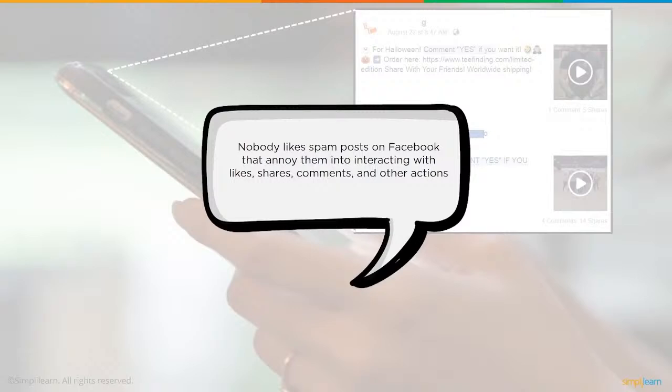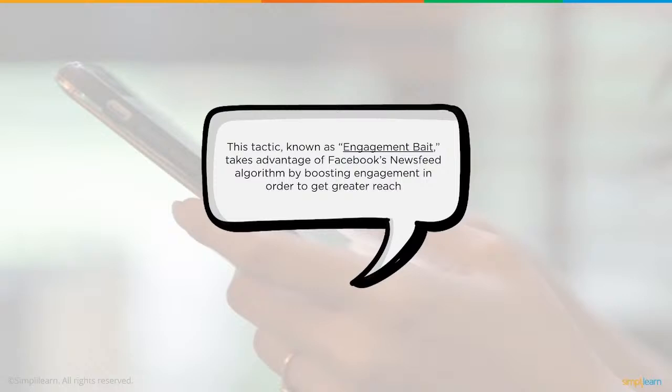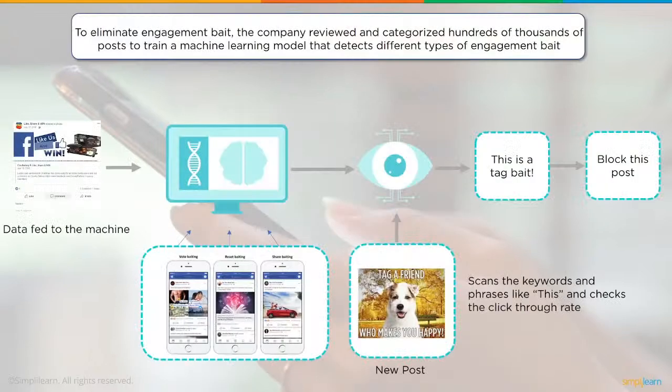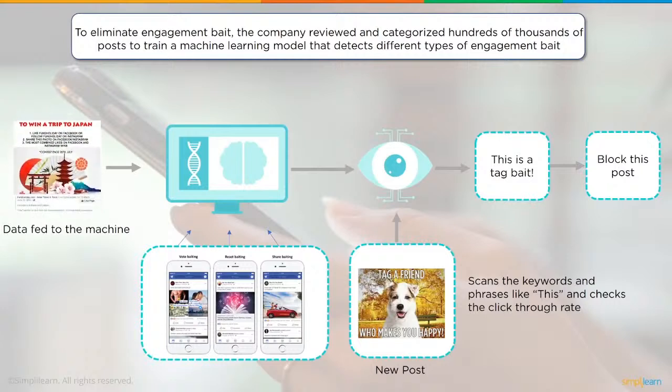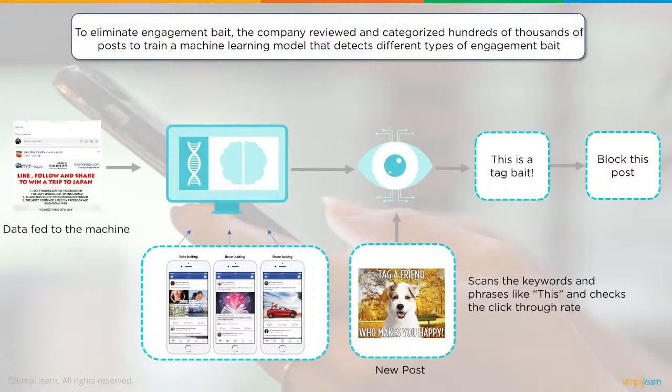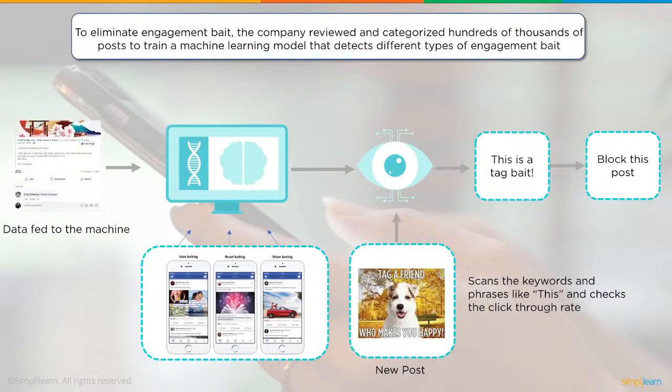Well, this is a huge thing in social media when people are getting spammed, and so this tactic, known as engagement bait, takes advantage of Facebook's newsfeed algorithm by choosing engagement in order to get the greater reach. To eliminate engagement bait, the company reviewed and categorized hundreds of thousands of posts to train a machine learning model that detects different types of engagement bait. So in this case we're using Facebook, but this is of course across all the different social media.